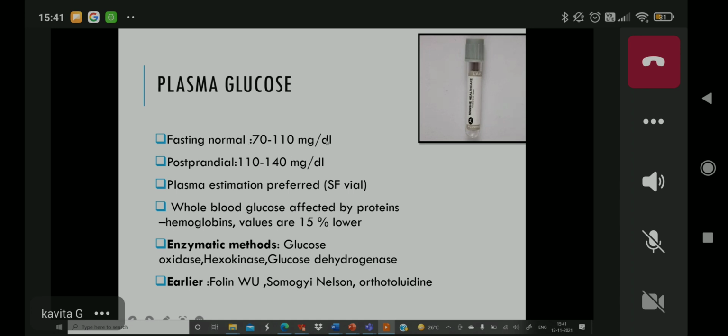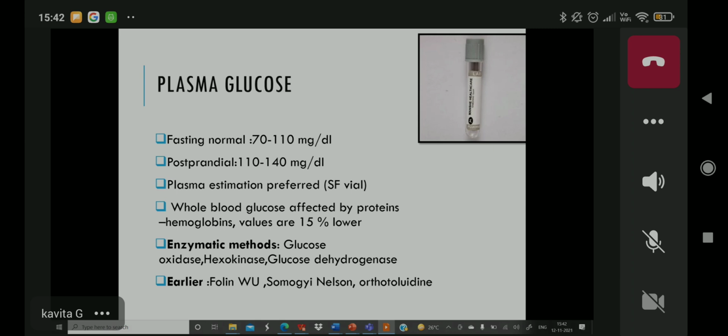Fasting normal value is 70 to 110. We are diagnosing diabetes at more than 126. Postprandial means after lunch or after dinner, after meals, basically. So 110 to 140. Then plasma estimation is preferred. Whole blood glucose we don't take, so you have to wait for the separation basically. So you're going to separate the plasma. Why don't we take whole blood glucose? Because it's affected by the presence of proteins and results in a 15% push downwards of the plasma glucose.